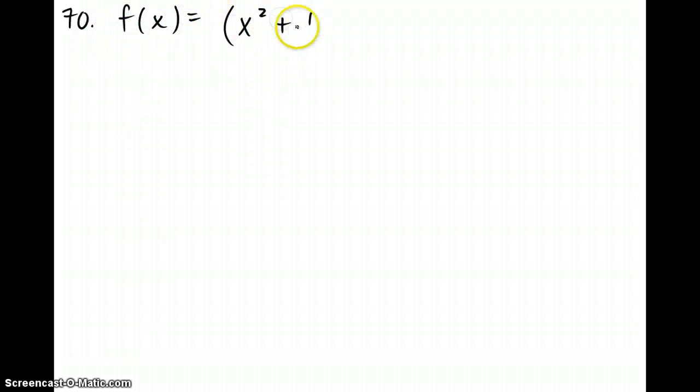All right, 70 through 80 asked to find the derivative of the function. So now we'll look at some more difficult problems. f of x equals x squared plus 1 over x to the 5th power. Okay, so we'll need chain rule here because we have this function raised to the 5th power, and then we would also have to derive the inside.